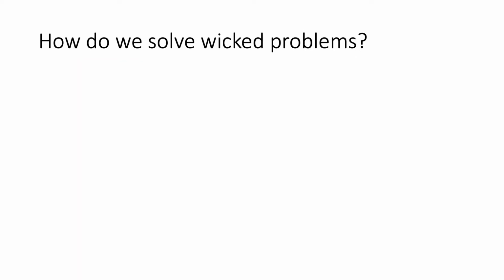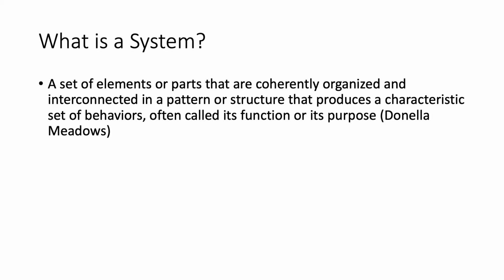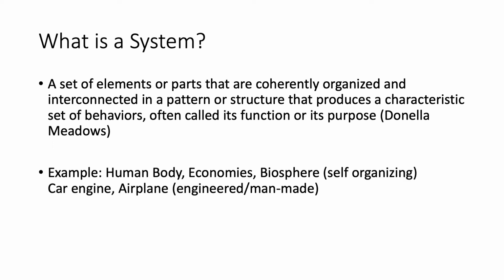So we ask, how do we solve wicked problems? Well, many scholars have posited systems thinking. So first and foremost, what is a system? A system can be defined as a set of elements or parts that are coherently organized and interconnected in a pattern or structure that produces a characteristic set of behaviors, often called its function or purpose. Examples of systems can be things like the human body, economies, biosphere, car engines, and airplanes.